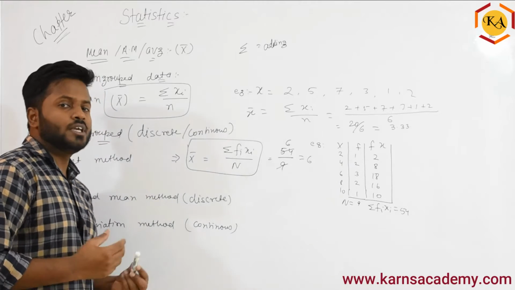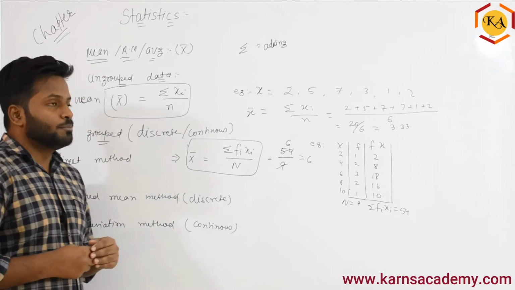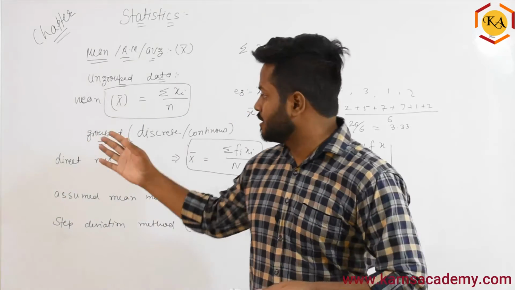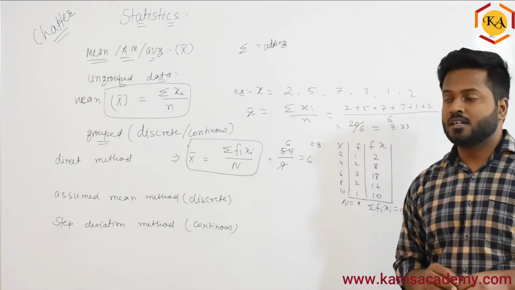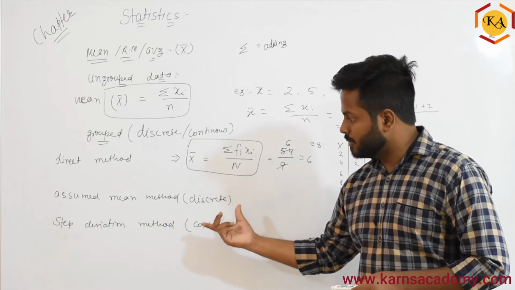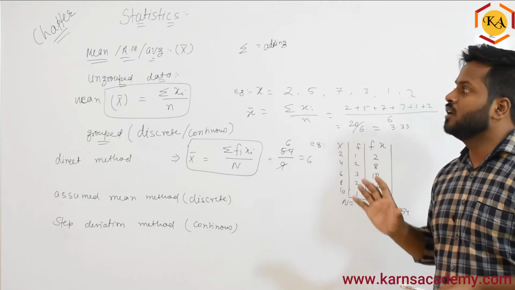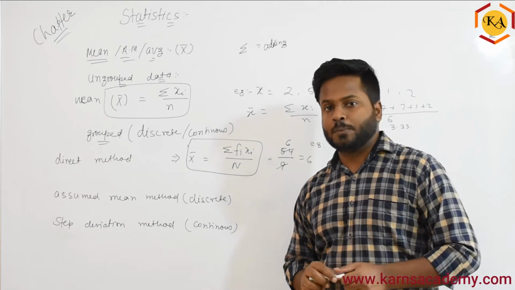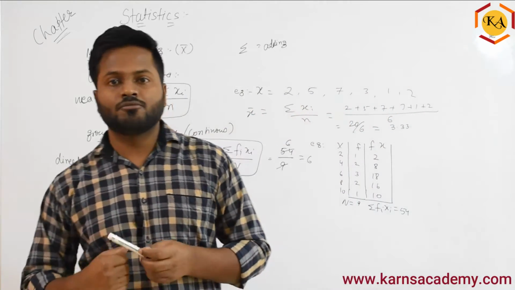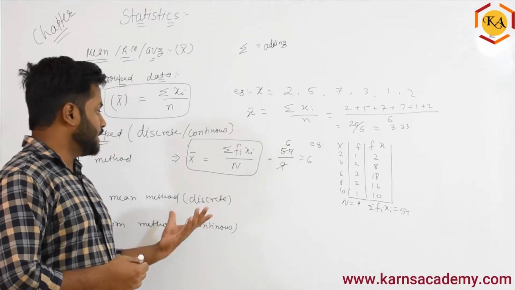So this is how we can calculate the mean in the direct method of the group data, right? So make a note of it, then we will move to the assumed mean method, and then we will move on to the step deviation method. These are all comes under mean only, right? Apart from that also we have few more things that we will see in the next video, but right now you try to do this one.